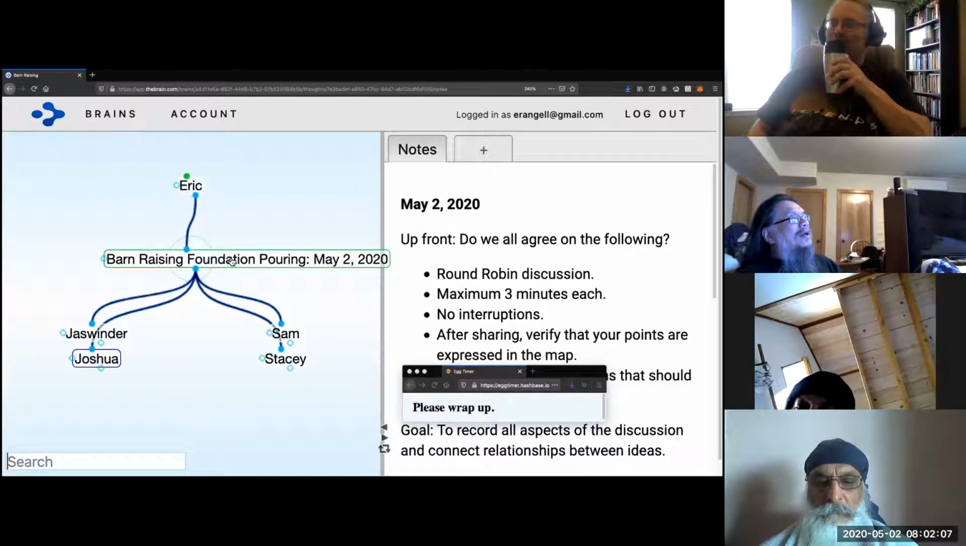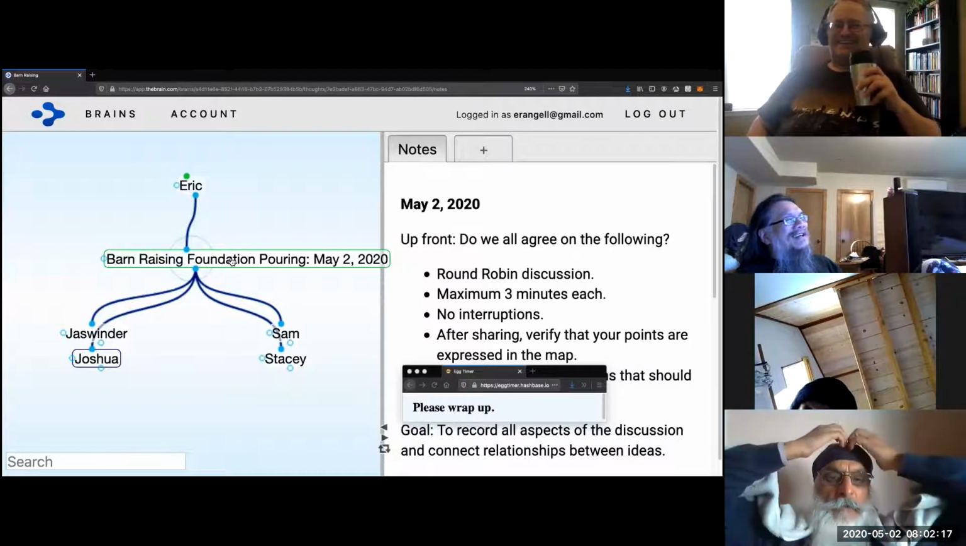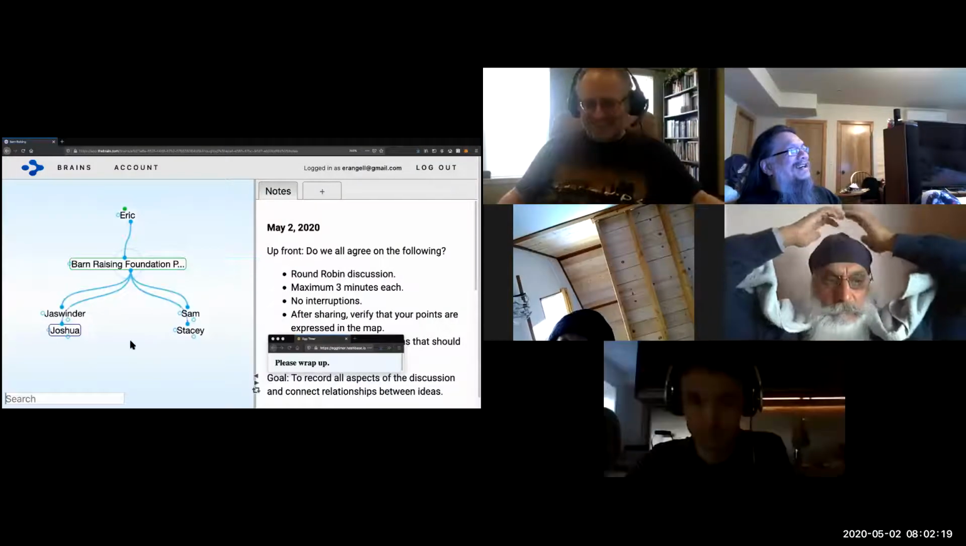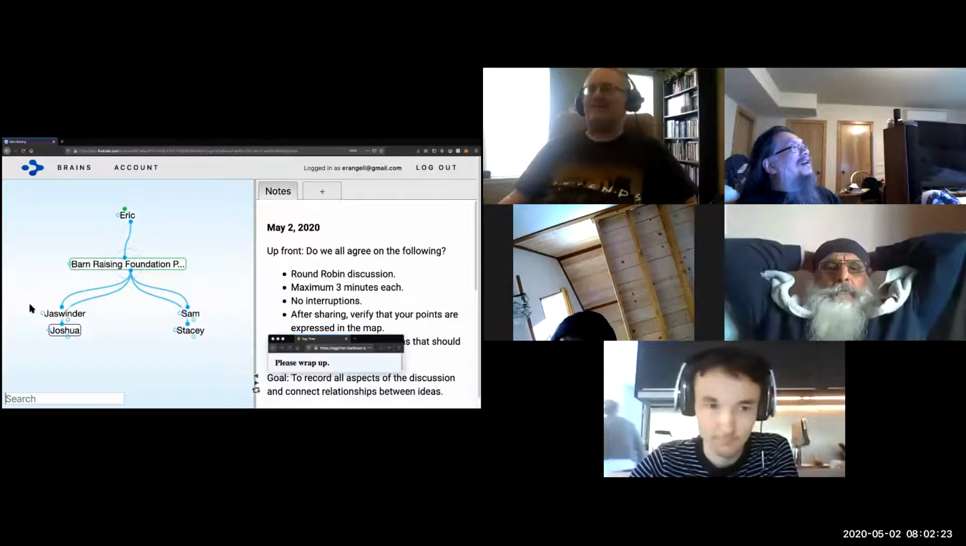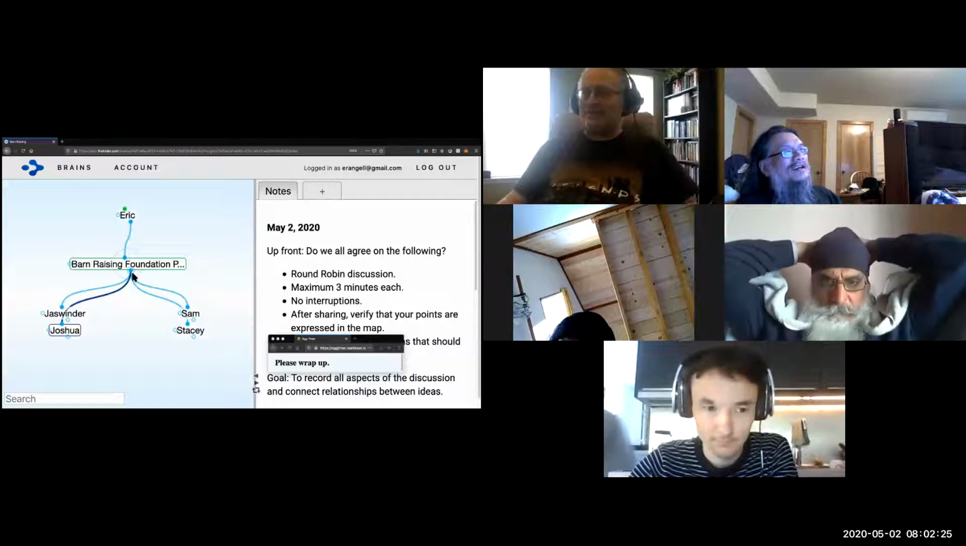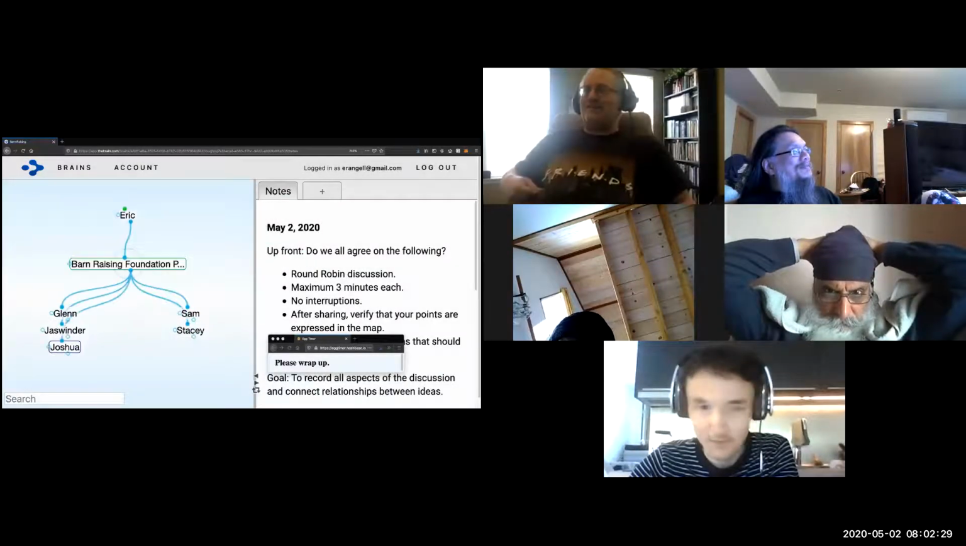Yep. So how do you like foundation pouring? Are we pouring the foundation or are we leveling it out? I think I called it laying. Yeah, laying. Okay, who else is here? Glenn. Glenn, thank you. Okay, so I'm just adding a node for each of us. Hello. Hi, Glenn. Good to see you guys.